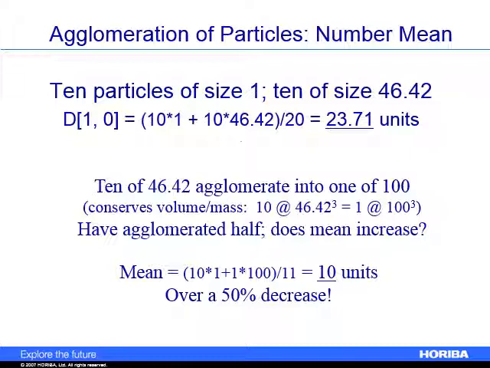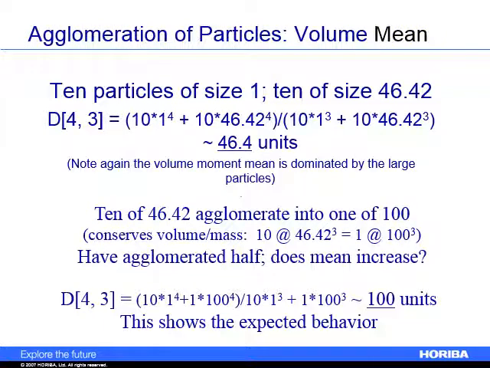So now you've agglomerated half of the number of particles. What happens to your mean? From a number basis, you've lost 50% of your mean value. That wouldn't make sense because you've agglomerated. So now we're going to look at the volume mean. Again, same number of stuff, and we're going to do the same thing. We're going to agglomerate that into one large particle. We've agglomerated half. Does the mean increase? Yes. Now when you do the volume basis, this shows what you'd expect.